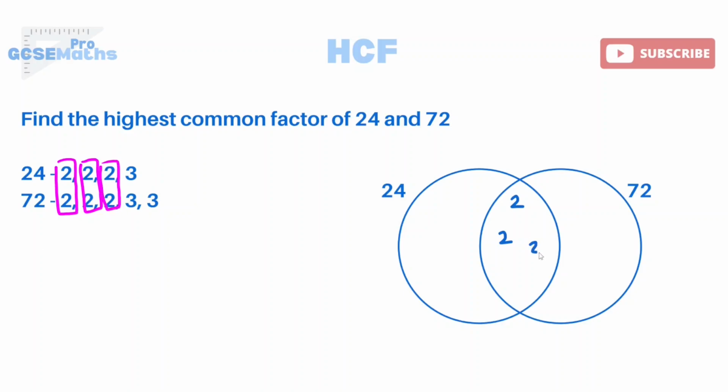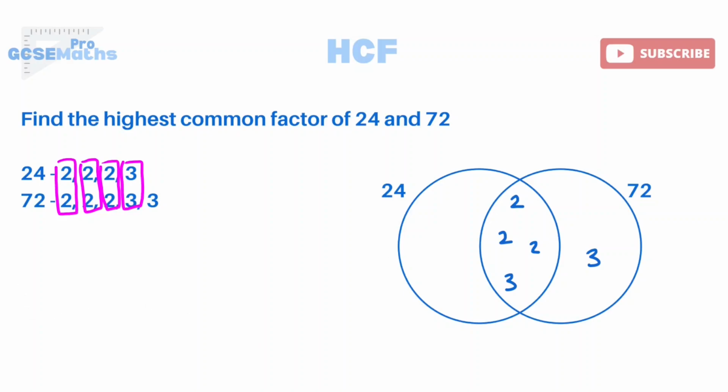Okay, so in the middle I've got 3 2s. I've not got 6, okay, just 3. So 1 for every pair that they have in common. Then they also actually have 3 in common, don't they? So I'll put 3 here. And then see how 72 has another 3 left over, so that goes on the 72 side. Whatever's left over that doesn't go into a pair goes on either side.